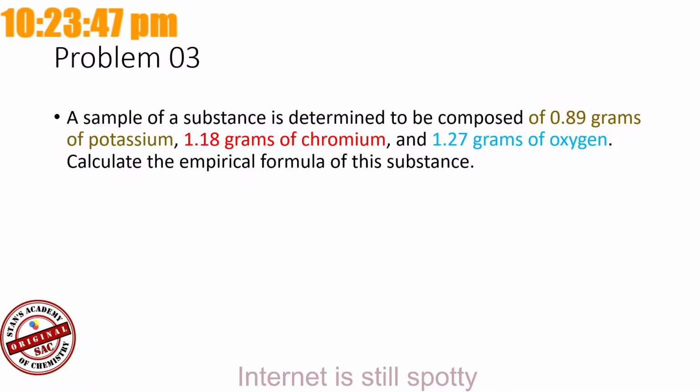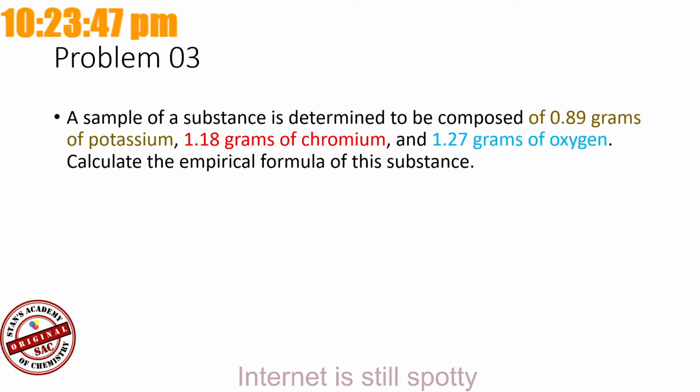So the 3 elements that we have here are potassium, chromium, and oxygen. Here we have given you the grams of these 3 elements. So the next step would be to convert it into moles.